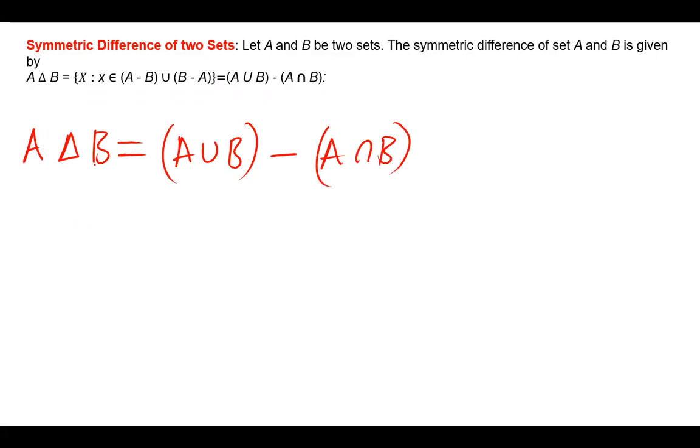The symmetric difference of two sets A, then you have a triangle in between B there. So this is just the same as A union B minus A intersection B. As simple as that.